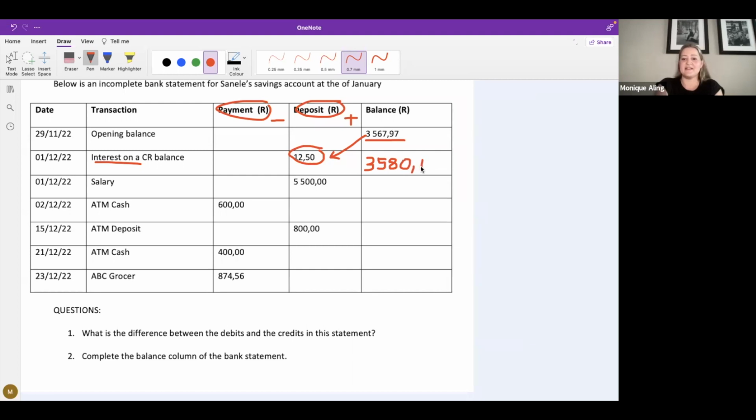Okay, so now this is Sanele's new balance. Then another transaction happens after that. He gets his salary of 5,500. It is in our deposit column, so we are going to add. So we're going to take his new balance, the 3,580.47, and add the 5,500 to see what his new balance is. Okay, so just quickly work that out for us.